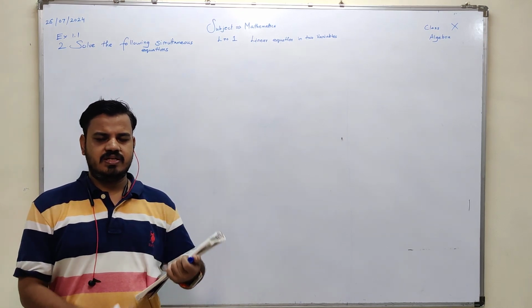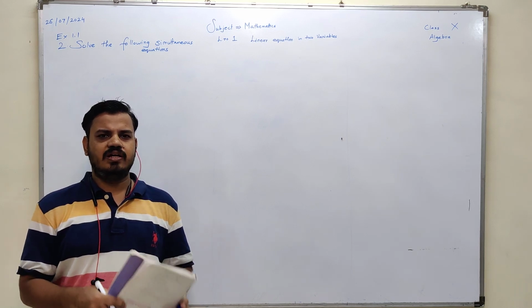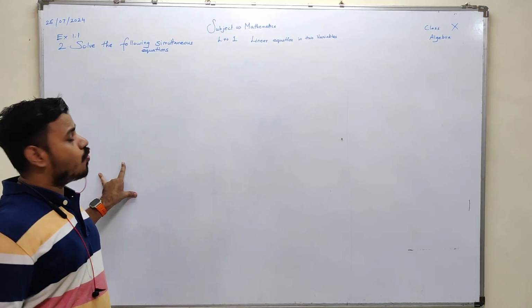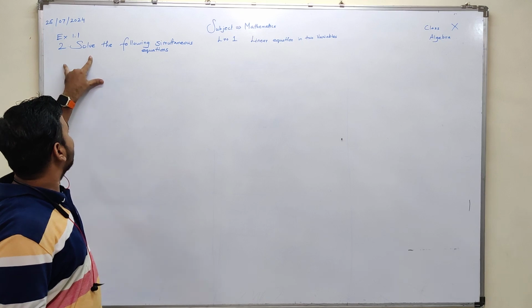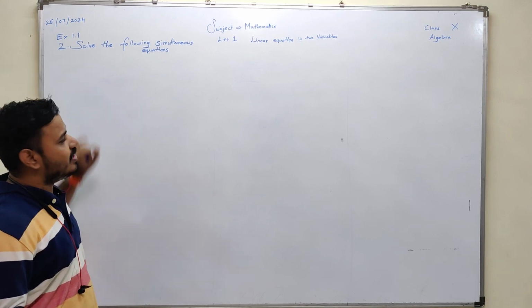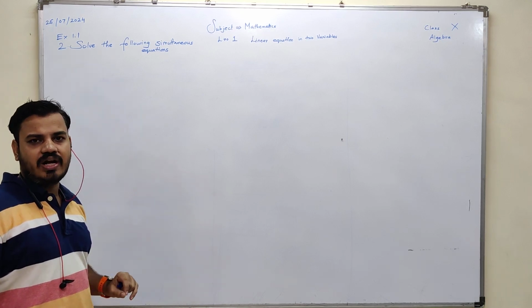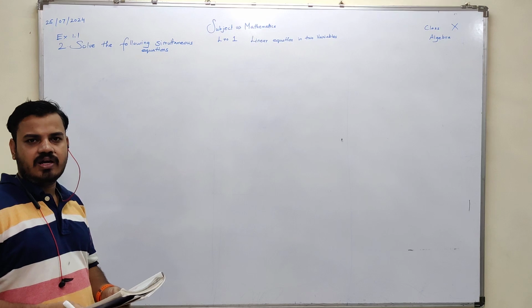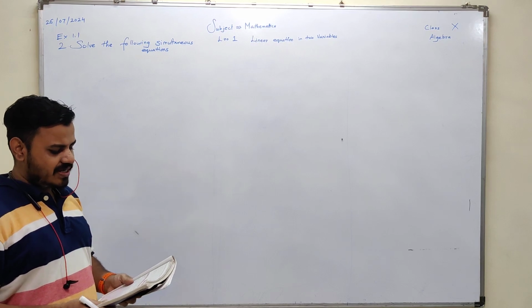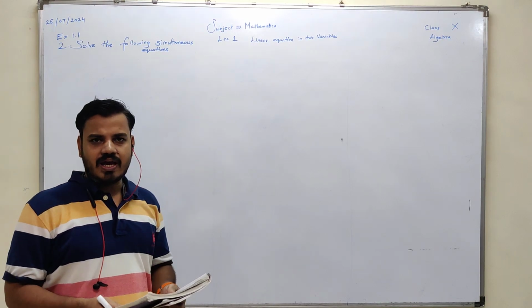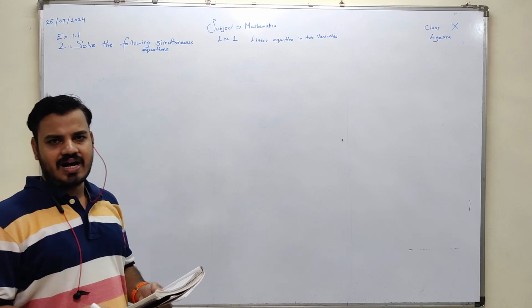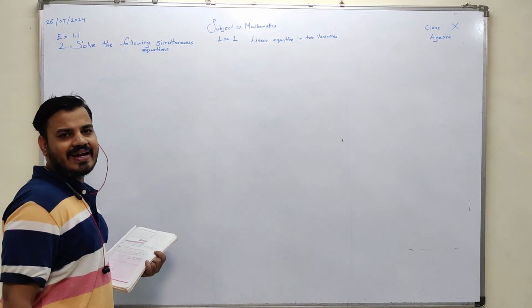Welcome back, dear viewers. So we were solving exercise 1.1. In that we were looking at question number 2, solve the following simultaneous equations. So we had solved up till example number 5. Today we are going to solve example number 6, then 7 and 8. So let us start. First of all, I will write down the example.